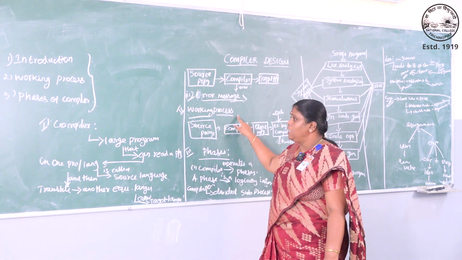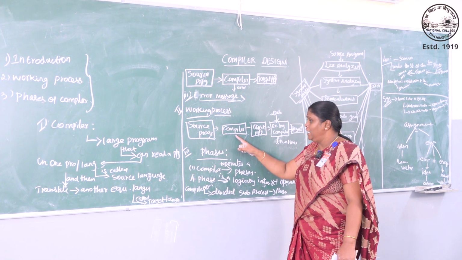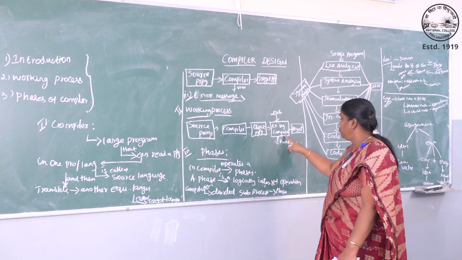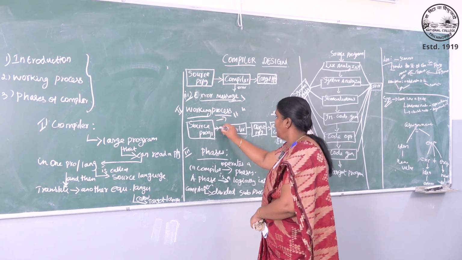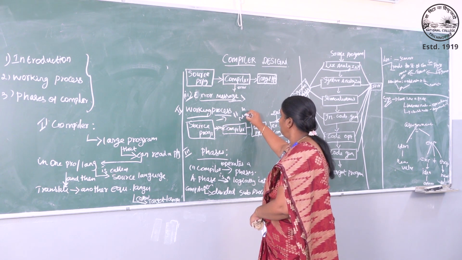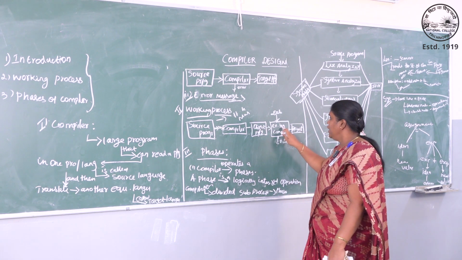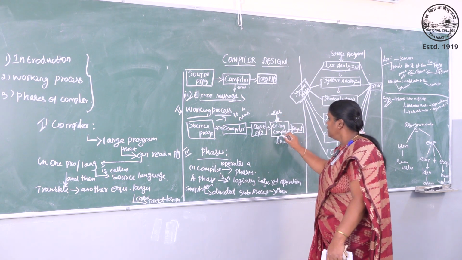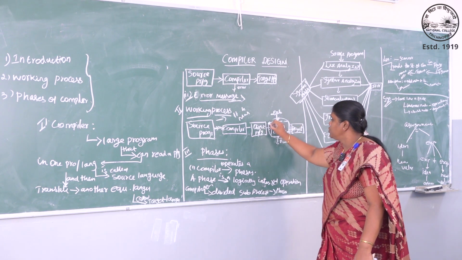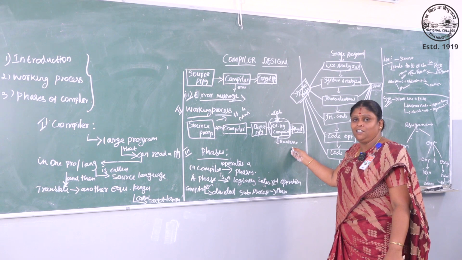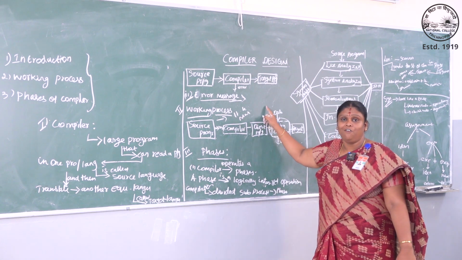Next one, the working process. What is the working process of the compiler? Source program, then compiler, object program, executing computer, result. The source program is in a high level programming language. It is converted into machine level language. The object program is in machine level language. Then in the executing computer, we give data, and it takes the data and produces the result. In this process, if any error occurs at runtime, it displays the message. This is the process of compiler.